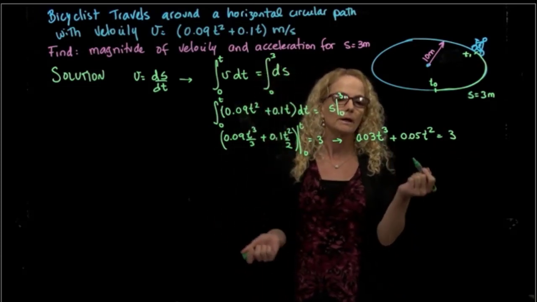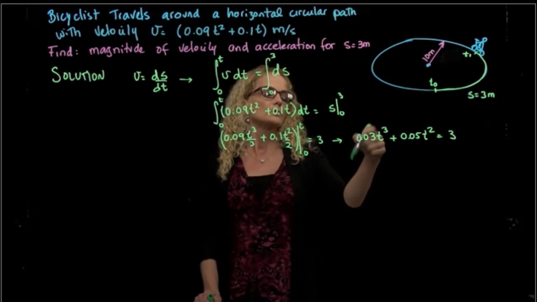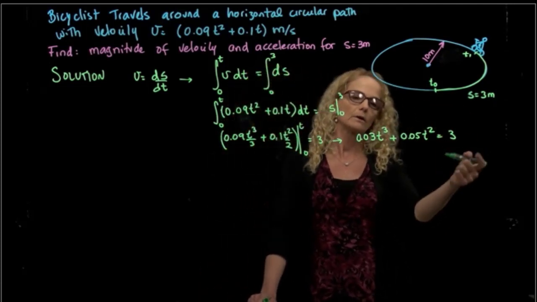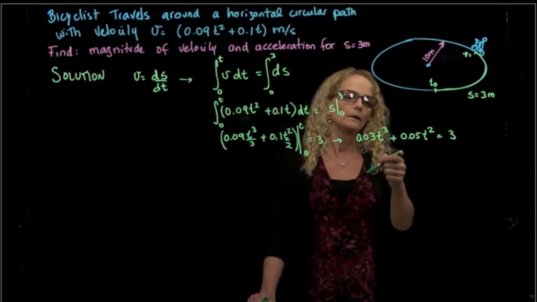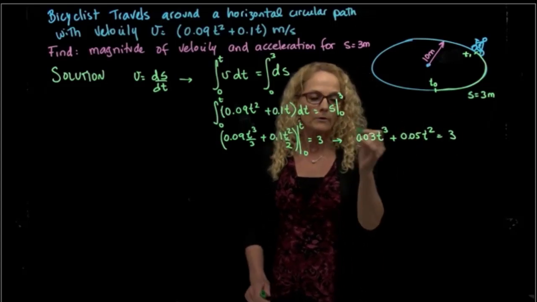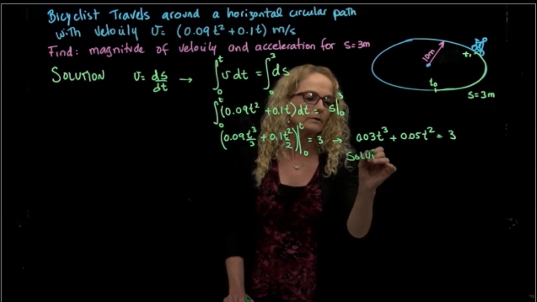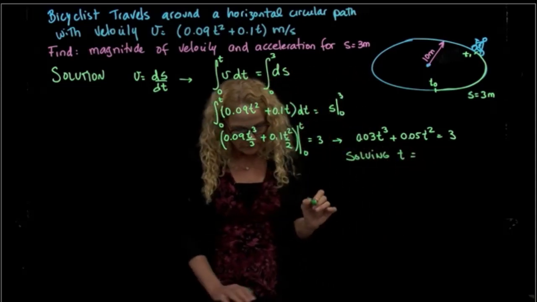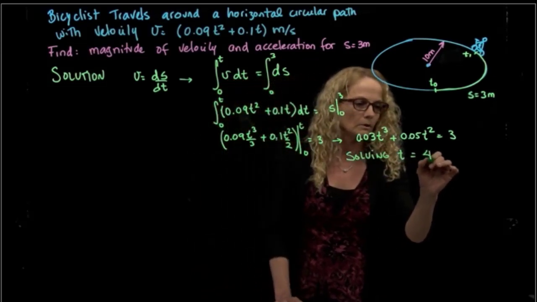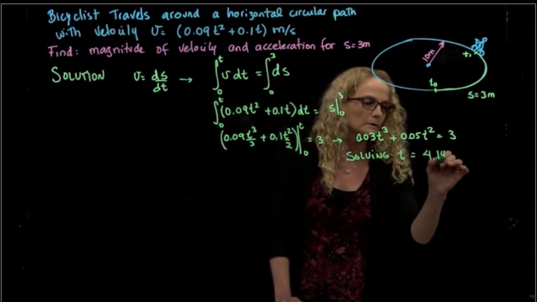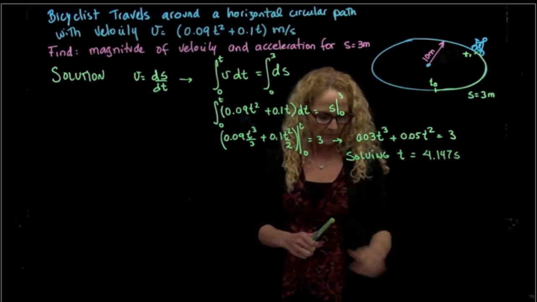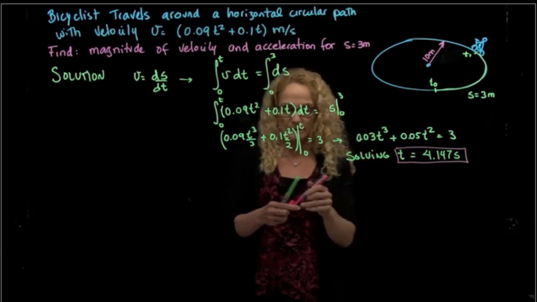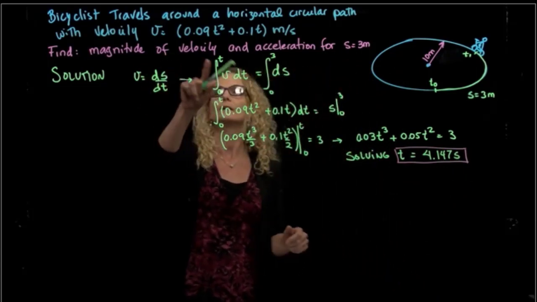You can look for different methods. One of them is solving for t, then putting t on the other side of the equation and doing recursive iterations, and you get t. I have the result, and the result for t is 4.147 seconds.